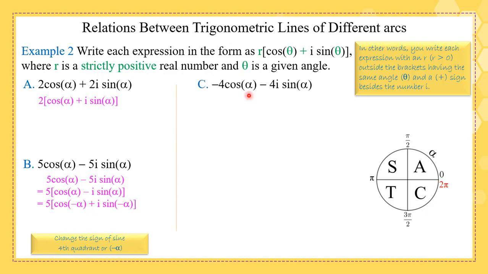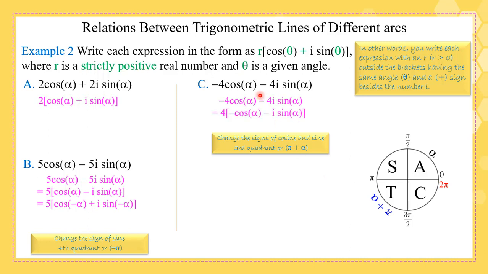Let's apply more. What do we do in such a case? We need the cosine to be negative and the sine to be negative, and this happens in the third quadrant. Both of them are negative, and this is called pi plus alpha. So we change the signs of cosine and sine by using the third quadrant.